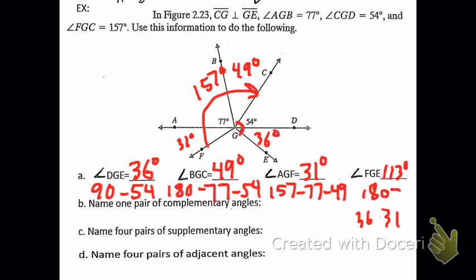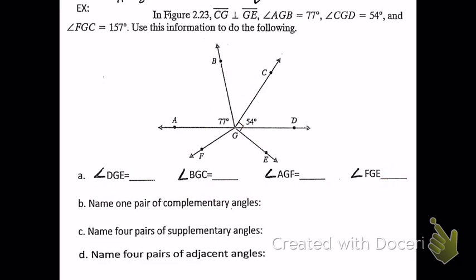Any questions on finding the angle measures? Okay. Now, name one pair of complementary angles. When it asks for one pair of complementary angles, that means you're going to name two angles. Those together are the pair. It doesn't mean you name two pairs, two different sets of complementary angles. It says one pair means two angles, right? That's all you're going to do.